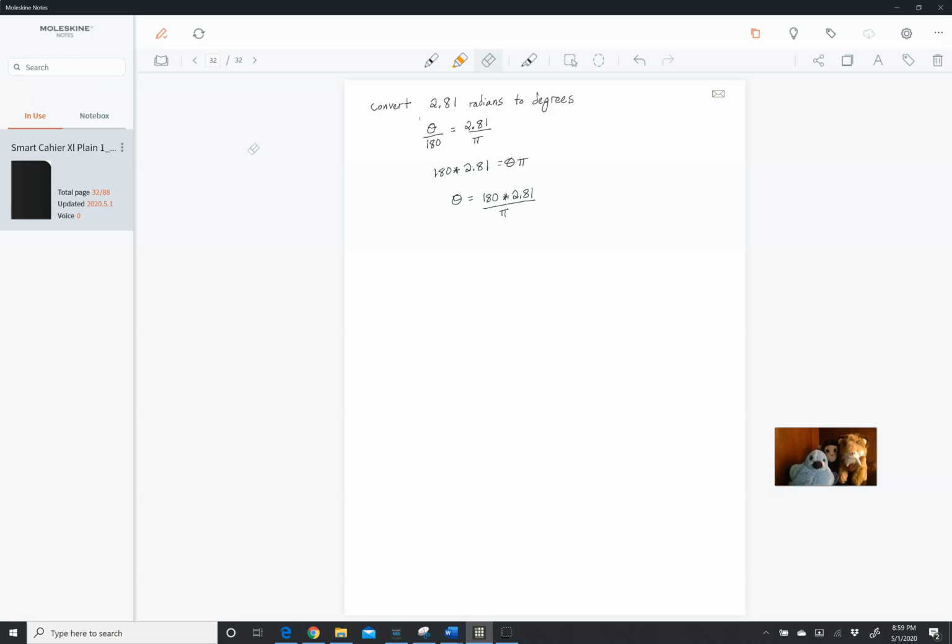And once again, you would not leave it in terms of pi. You would actually put this into your calculator. Do 180 times 2.81 divided by pi. Again, pi is a button on your calculator. And you get 161.00 degrees. Okay, make it a habit to round to the nearest hundredth. I like the nearest hundredth.